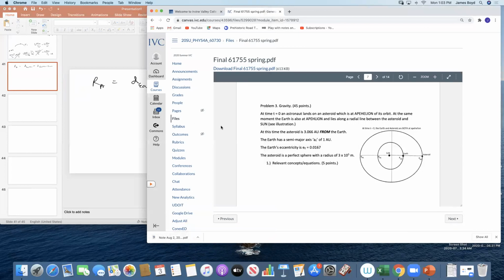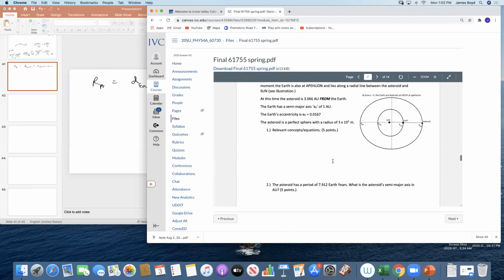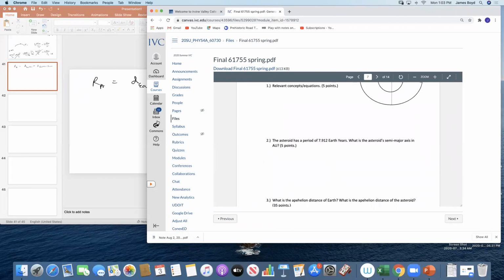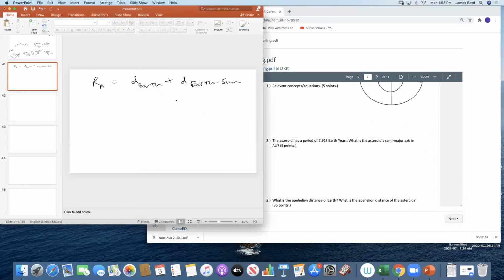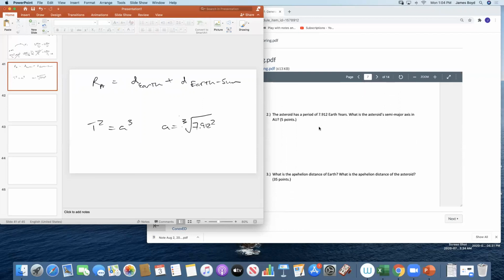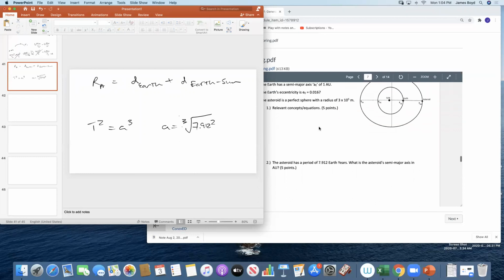Now, you're given the Earth's eccentricity, and you're told that the asteroid is a perfect sphere. So the asteroid has a period of 7.912 Earth years. What is its major axis in AU? Again, T squared is A cubed if we're in our solar system, right? So A is the cube root of 7.912 squared. Easy enough. Once you find A, what is the aphelion distance of the Earth?